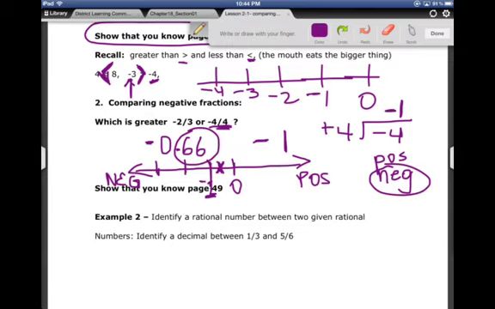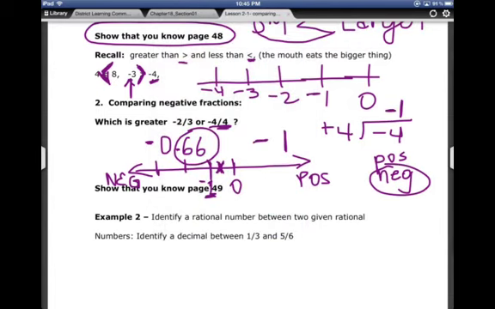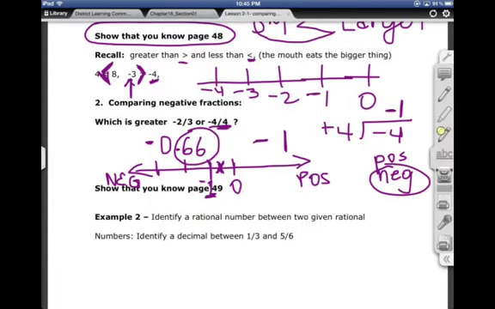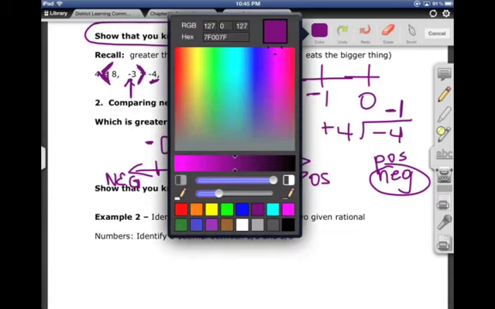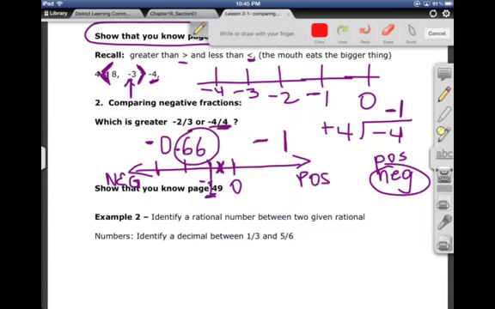So if I were to put a who's bigger sign in between these two, let's change color. Let's go with a nice red. -1 is smaller, and the smaller thing is envious and tries to eat the bigger one. So in this case, this right here is bigger because it's closer to the positive side. Okay, so you notice that I put these in terms of decimals, which is what I think a lot of you are going to do.